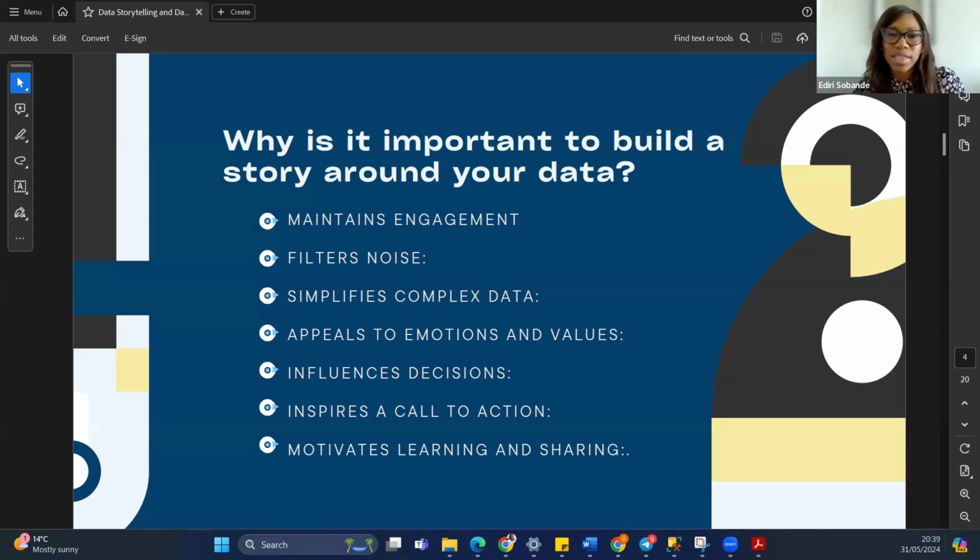And the last thing, which is very important as well, it's not the least of all these things, is that it motivates learning and sharing. What do I mean by that? When you build your dashboard in a way that your audience can engage with, they want to learn more. Most of the time you're not presenting everything. You may present the summary page, the most important things, the highlights, but there are other reports beneath that dashboard.